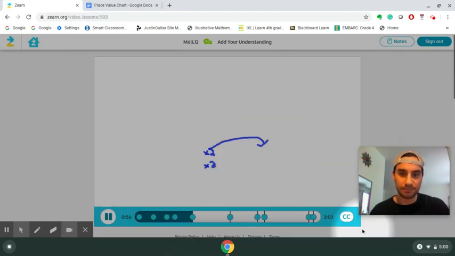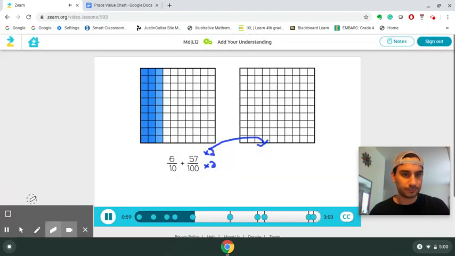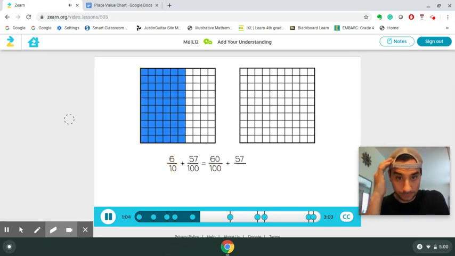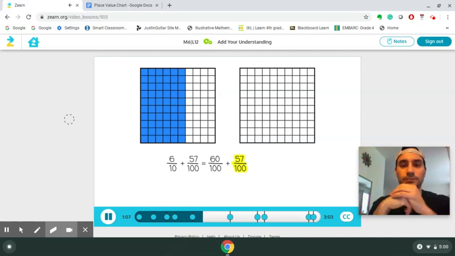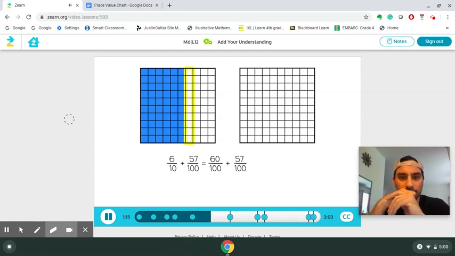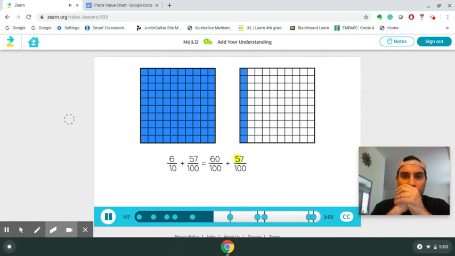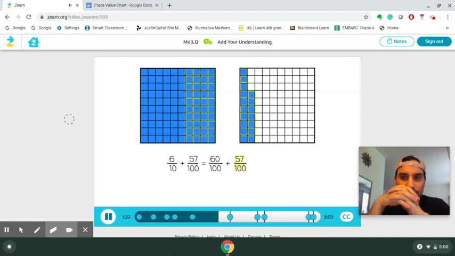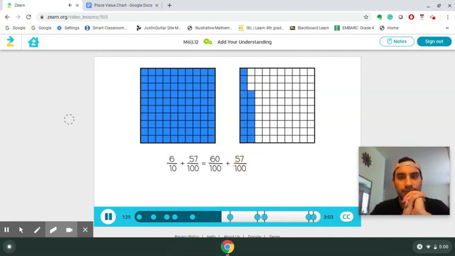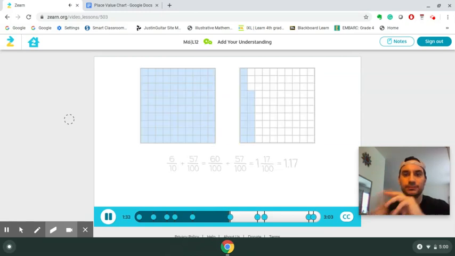Good work. Nice job. First, I shaded 6 full columns to show 6 tenths. That's the same as 60 hundredths. I wanted to add 57 hundredths, but I didn't want to have to shade all 57 boxes. Because one column is 10 hundredths, I can shade 5 columns to show 50 hundredths, and then shade 7 more hundredths. That's 57 hundredths altogether. Our sum is one whole and 17 hundredths more. Love that area model.